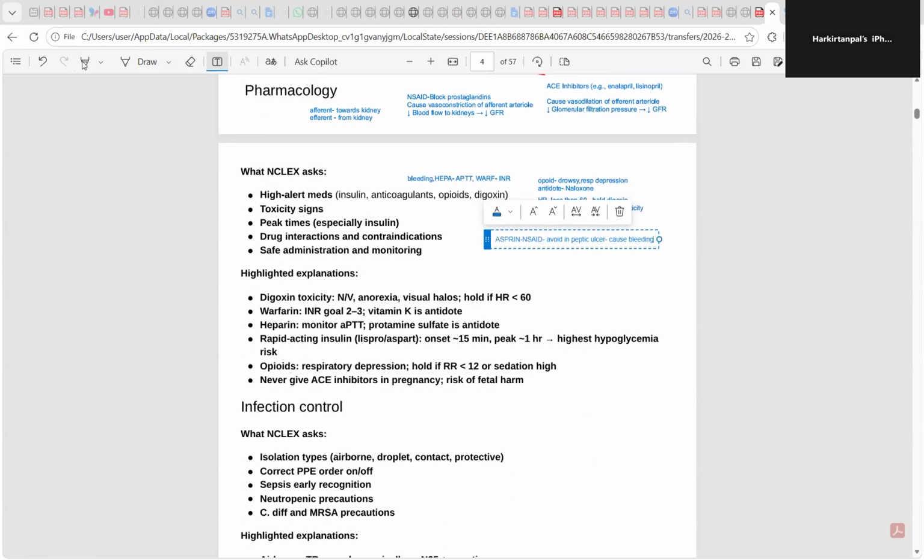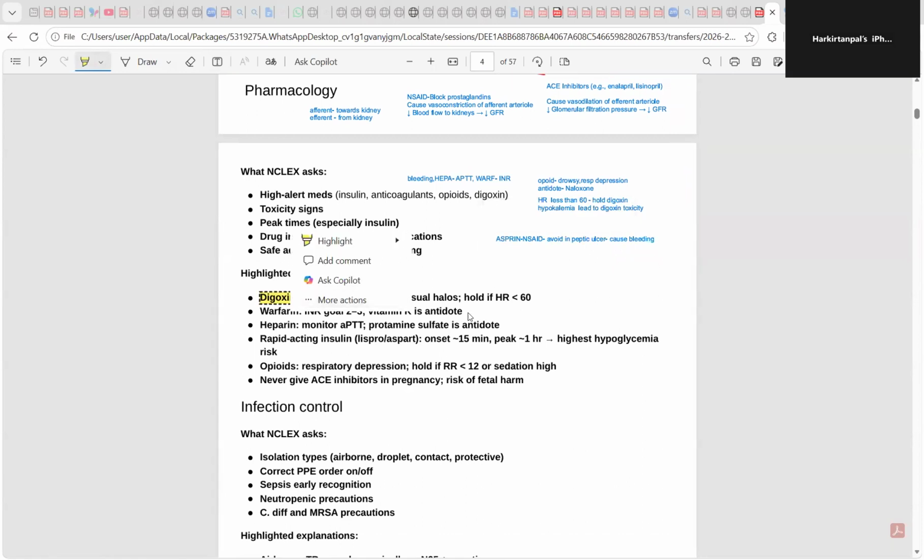What are the symptoms under digoxin toxicity? The significant symptoms are nausea, vomiting, anorexia, and visual halos. That means the client can see halos around objects. If the heart rate is less than 60, we should not administer digoxin. For warfarin, usually the INR goal is 2 to 3. What is the antidote for warfarin? Vitamin K. What is the antidote for heparin? Protamine sulfate is the antidote for heparin. Those who are getting heparin, we should monitor the APTT value.